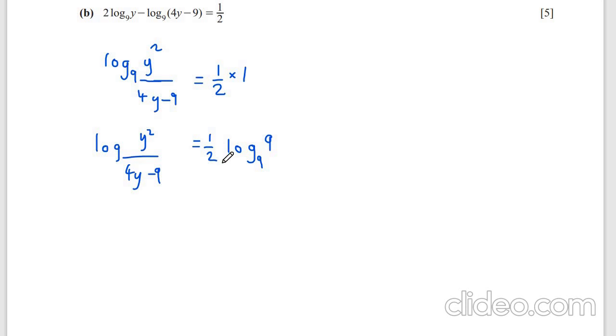And then we can take the power, take half on top of 9, so that's going to be 9 to the power half. Square root of 9 is 3. So we can get rid of the logs and say that that is equal to 3. And then this will turn into a quadratic equation.